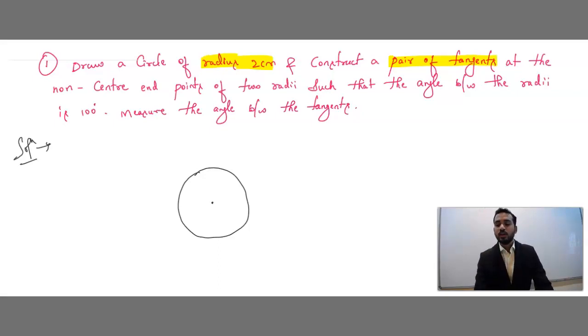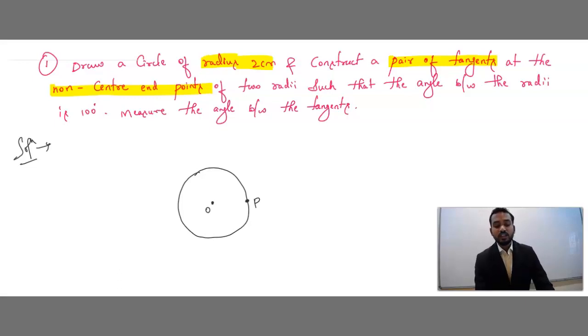We should draw a pair of tangents at the non-center end points. Where should we draw? This is called the center. Non-center means the opposite side, any point on the circle. Let me take this point as the non-center end. So this is the center end and this is the non-center end. We can see O is the center, but here we can see the non-center end. Here we should draw the tangent, at the non-center end.